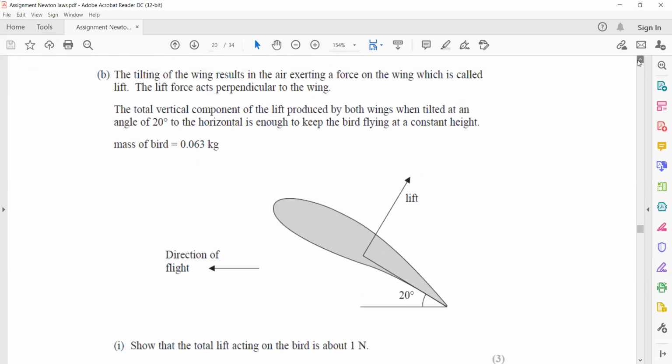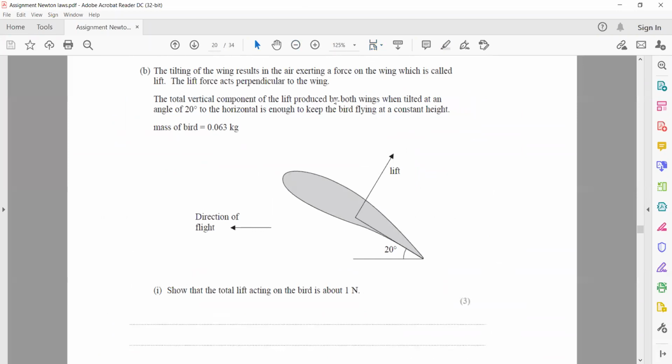In this question, as you can see, the tilt of the wing, this is about how the bird can lift above the ground by using the wings. The tilt of the wing results in air exerting a force on the wing which is called a lift, and the lift force acts perpendicular to the wing. The total vertical component of the lift produced by both wings when tilted is at 20 degrees to the horizontal, enough to keep the bird flying at a constant height. The mass of the bird is 0.063. Show that the total lift acting on the bird is about 1 Newton.